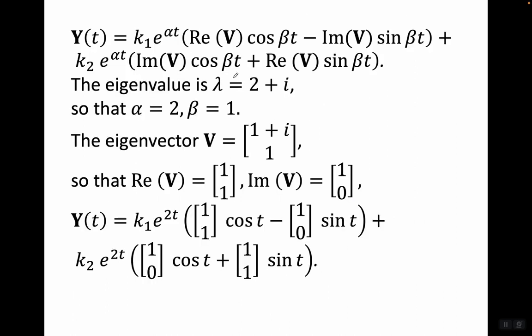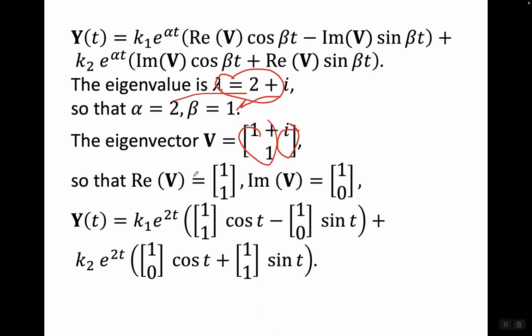Okay, so in this particular case, the eigenvalue is lambda = 2 + i, so we can see that alpha = 2 and beta = 1. This is our eigenvector, (1 + i, 1). The real part of v is just going to be (1, 1). And the imaginary part of v is just going to be (1, 0), because here we have an i and there we don't have anything.